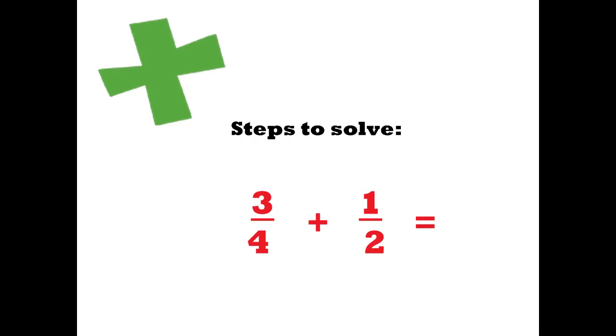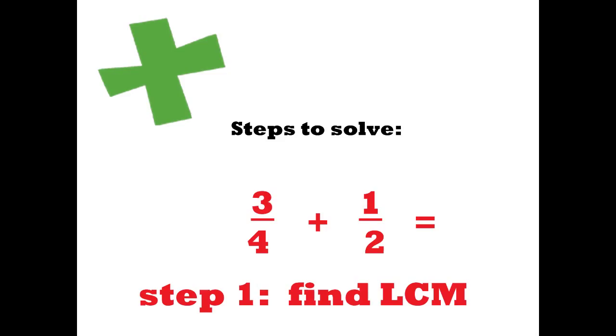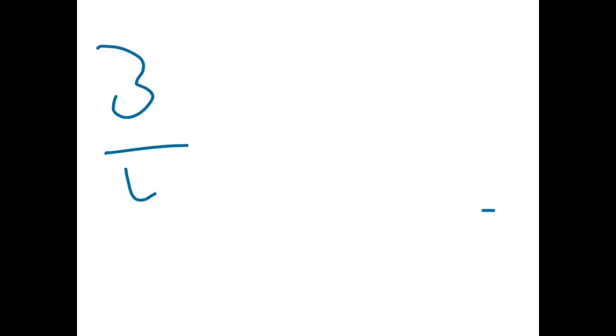Now that you have an idea on how to find the lowest common denominator, let's start off with a basic addition question. Step 1 is to find the lowest common denominator. So let's do 3 over 4 plus 1 over 2. Now let's find out the lowest common multiple.